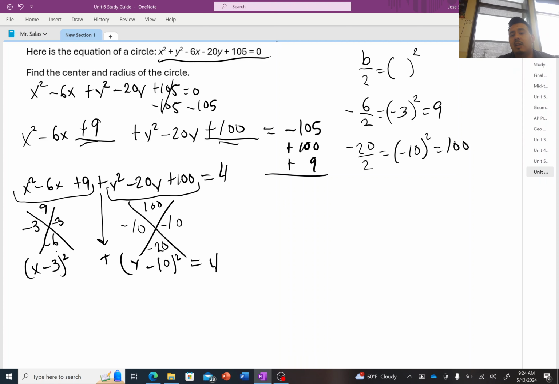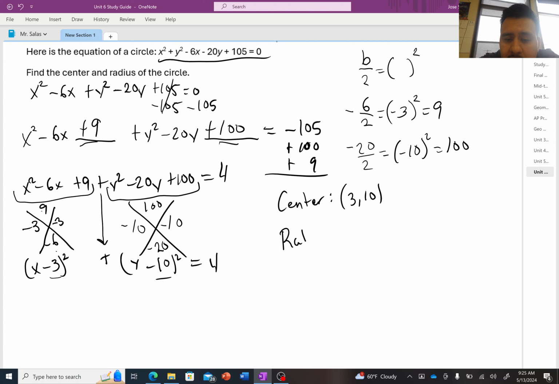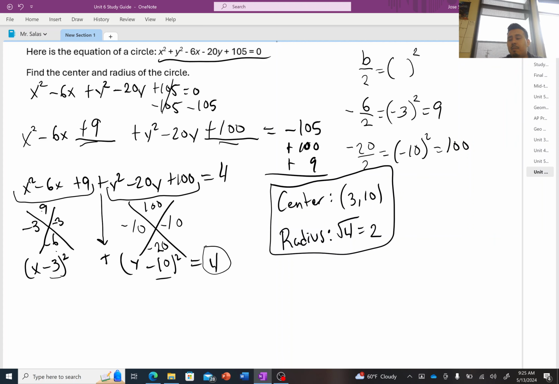Now I can write out the center and the radius. The center is going to be whatever is the opposite inside the parentheses, so it's going to be 3 comma 10. For the radius, does this value here have a square? The answer is no, it does not. So I have to take that 4 and take the square root of it, and I get 2, so the radius is 2. And here is the center and the radius for this problem.